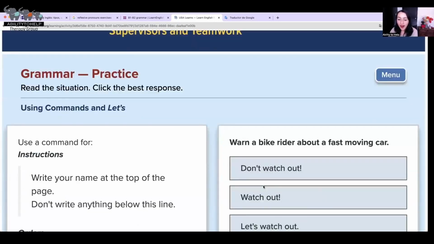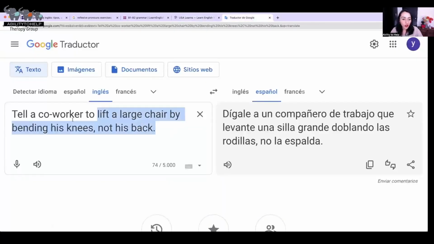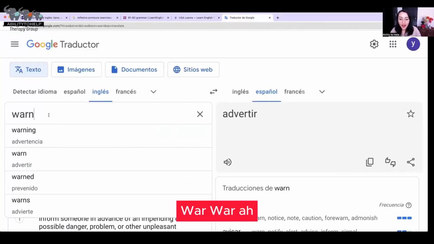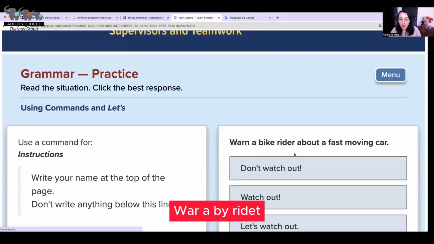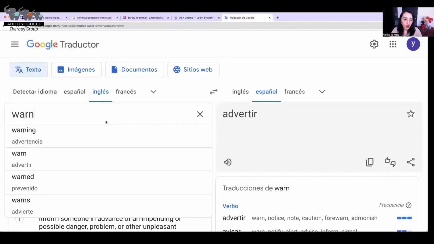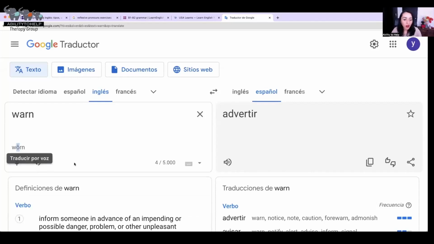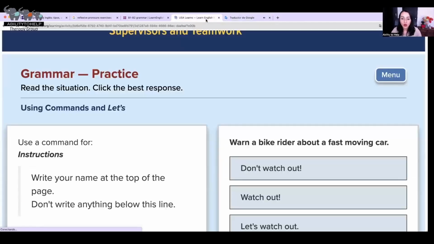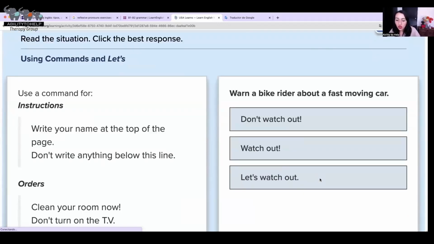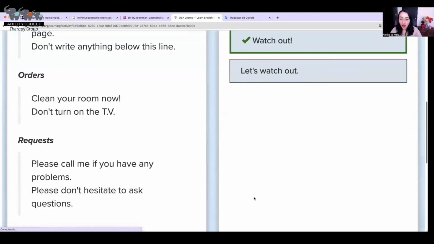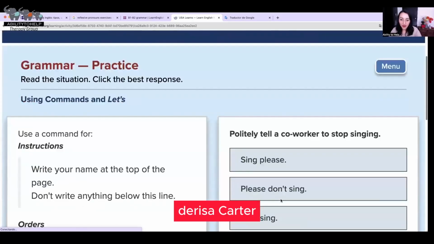So let's read. Warn about, write about a fast-moving car. I don't know, maybe for me it's a new word: warn. Warn about, write about the fast-moving car. You have to say something, warn. If you don't know how to pronounce warn, look at this: warn. It's like an O sound. Warn about, write about a fast-moving car. Don't watch out. Let's watch out. So, watch out. Be careful, watch out. There is a car there.